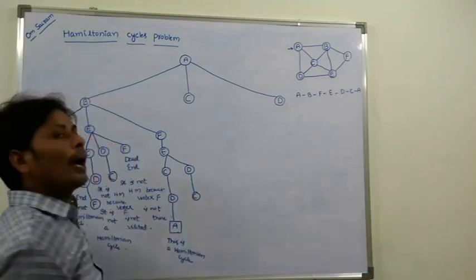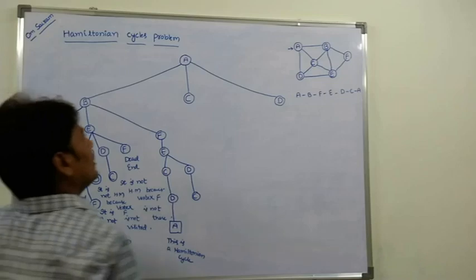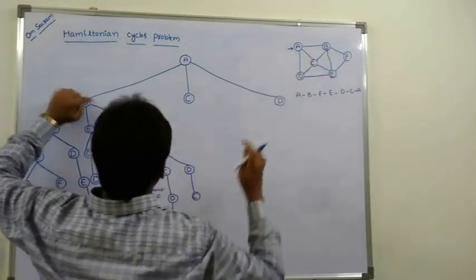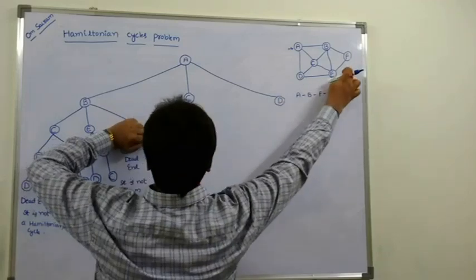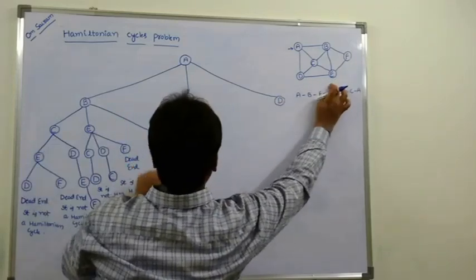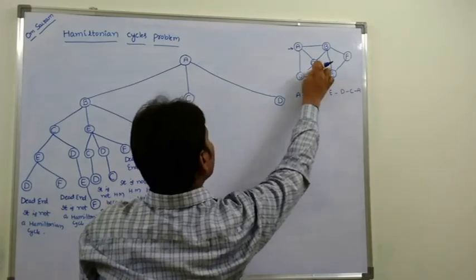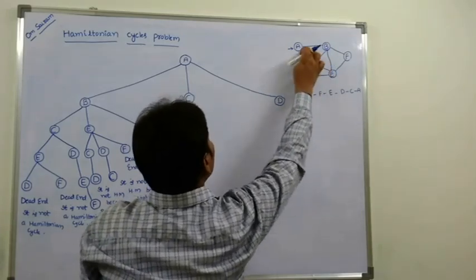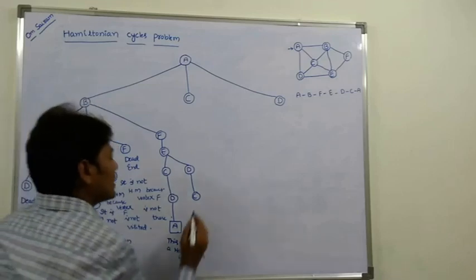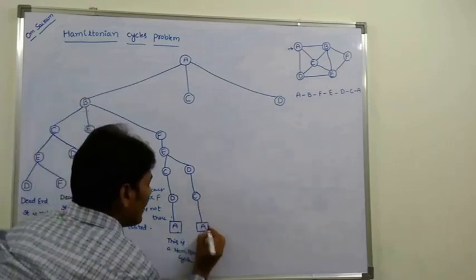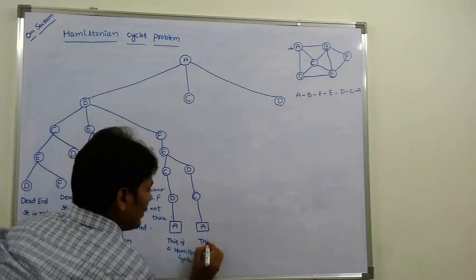Check whether it is a Hamiltonian cycle or not. First, starting with vertex A and go to vertex B. Next, go to vertex F. Next, go to vertex E. Next, go to vertex D. Next, go to vertex C. Then there is a direct edge between vertex C and the starting vertex A. So this is also a Hamiltonian cycle.